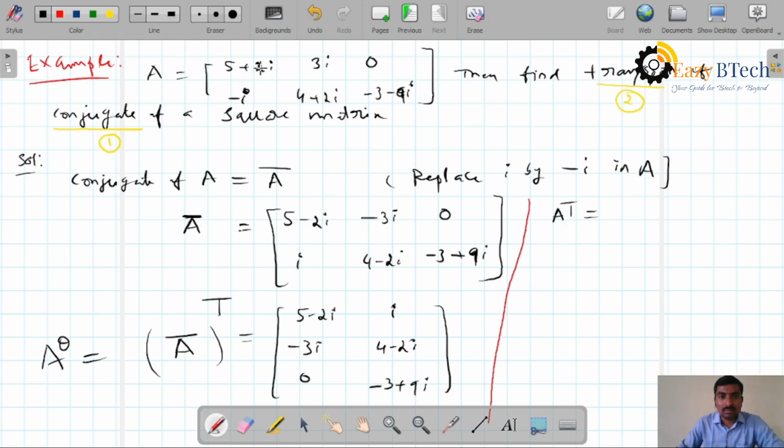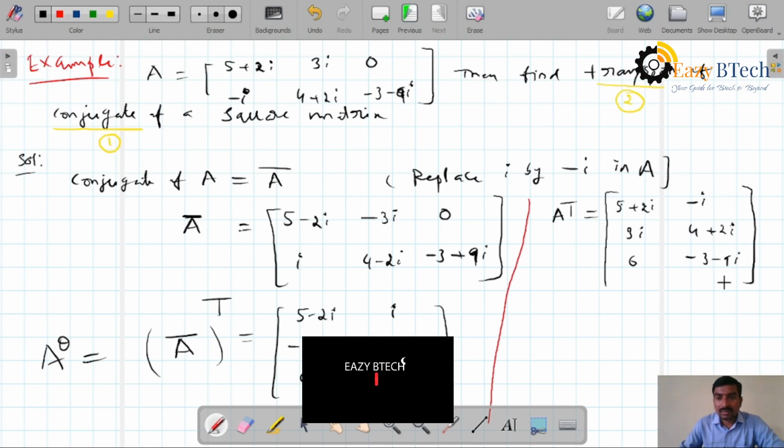So what is A? The first row is 5 plus 2i, 3i, 0. Convert it into the first column: 5 plus 2i, 3i and 0. And the second row, minus i, 4 plus 2i and minus 3 minus 9i, becomes the second column. This is the transpose of A.